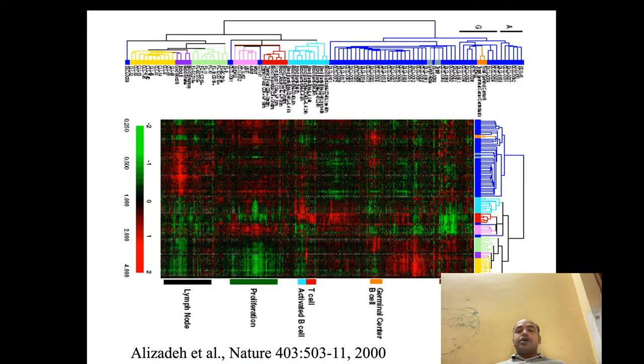Now, here you can see the different groups or clusters that are present. For example, lymph node proliferation, activated T cells, germinal B cells, then pan B cells. So you can see these are the different clusters and different subclusters. Here you can also see the clusters and subclusters. For these, you just need to work on the threshold of these distances or the parameters which you have used for clustering.